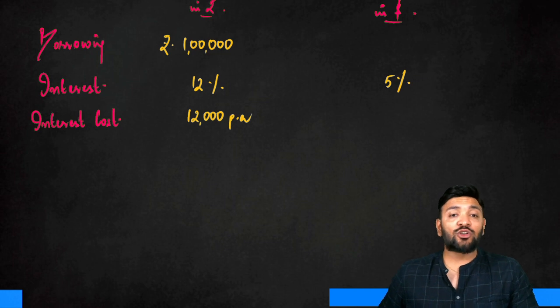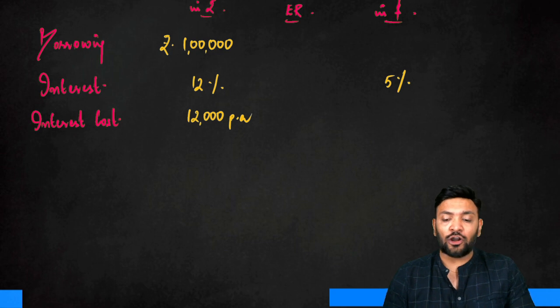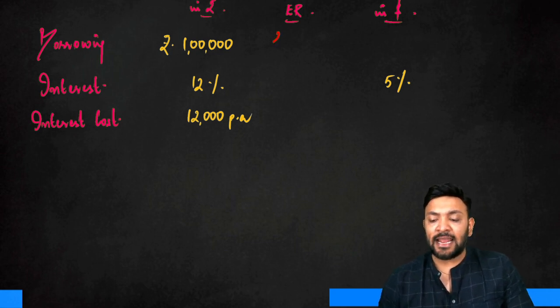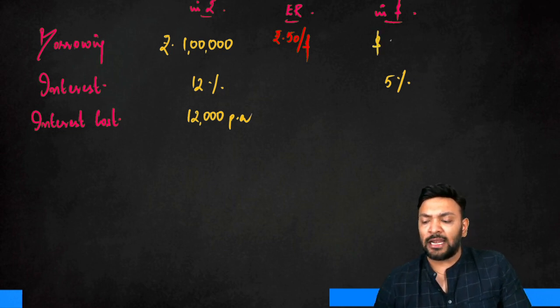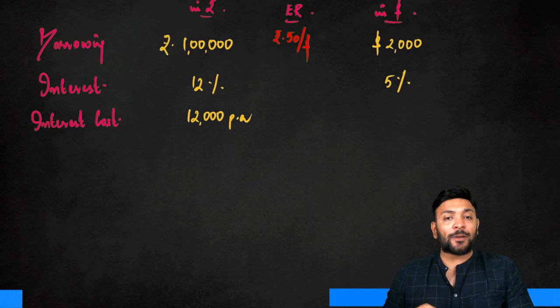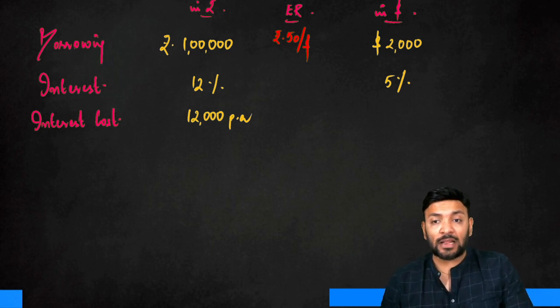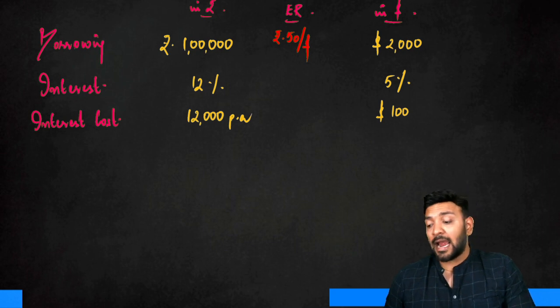I said, "Fine. How much should I borrow?" He said, "Sir, you need one lakh rupees, right? The exchange rate on today's day is, let's say, 50 rupees per dollar. So I suggest you borrow only $2,000. Borrow 2,000, convert it into rupees at 50 rupees, get your 1 lakh back. That's fantastic. Sir, if you do this, then instead of paying 12,000 rupees per annum, you will only be paying $100 as interest at the end of the year."